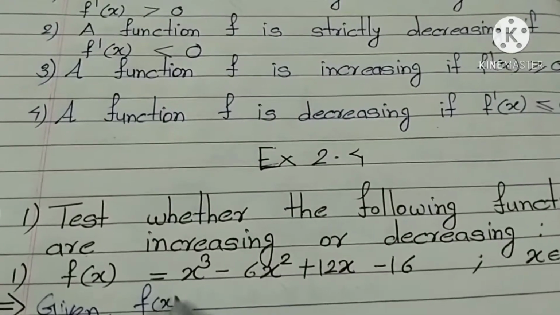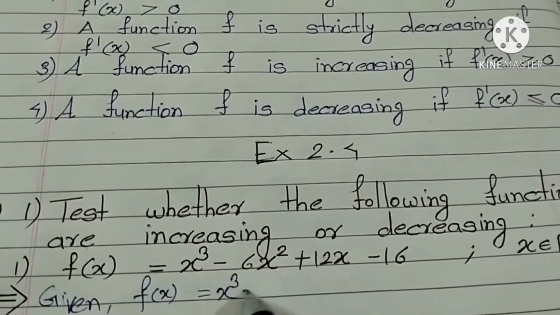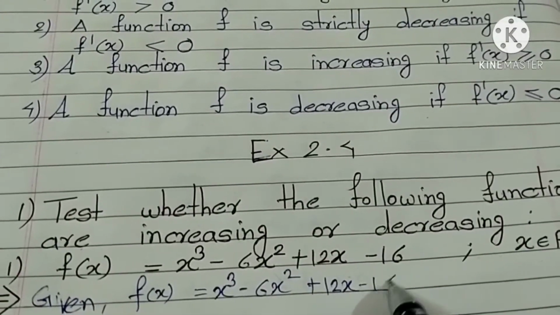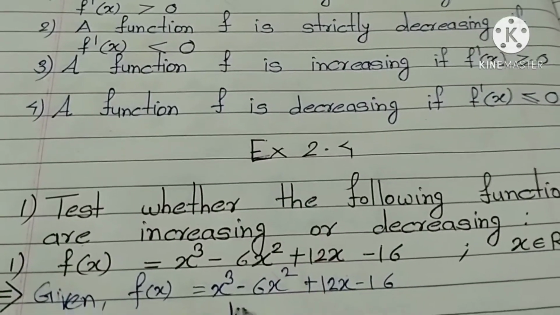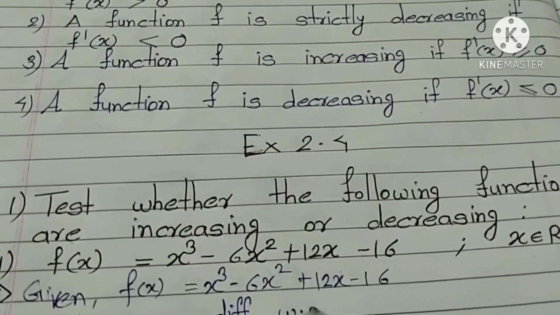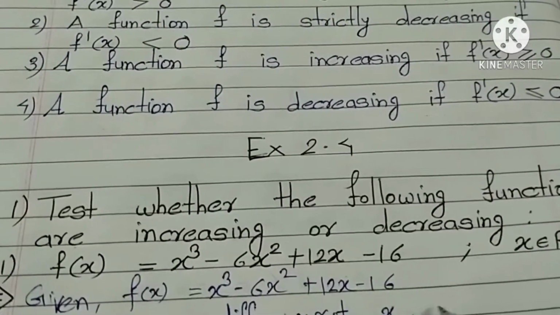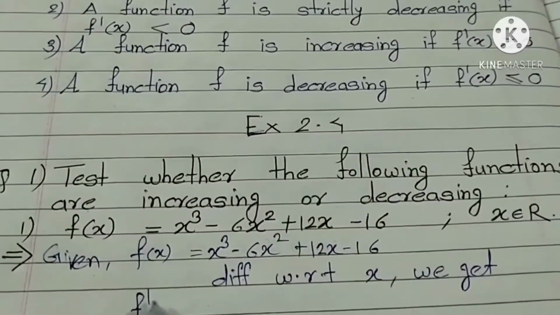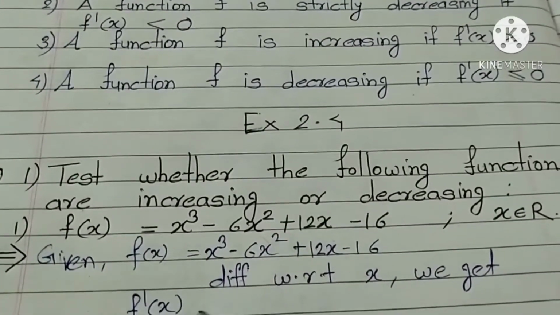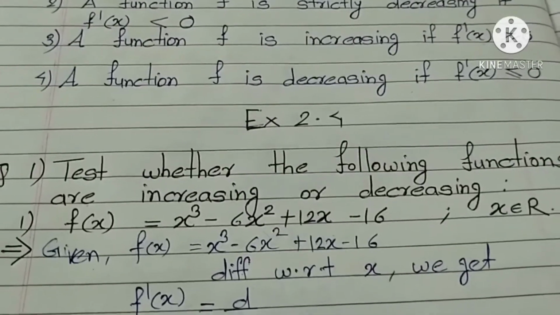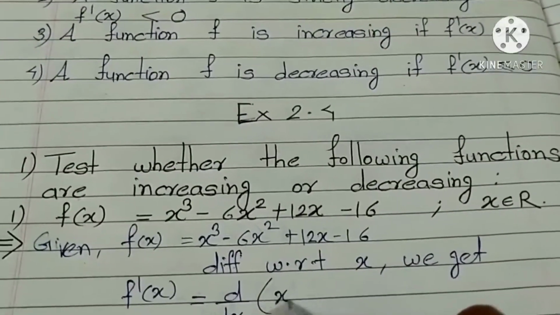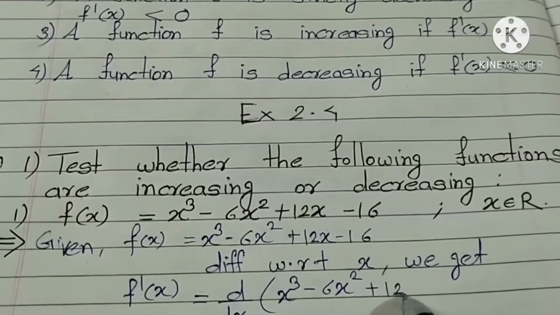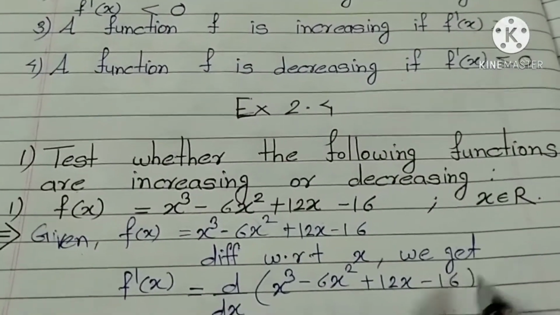f of x is equal to x cube minus 6x square plus 12x minus 16. Now differentiate with respect to x, we get: the differentiation of f of x is f dash of x, and the differentiation of this function is d by dx of x cube minus 6x square plus 12x minus 16.